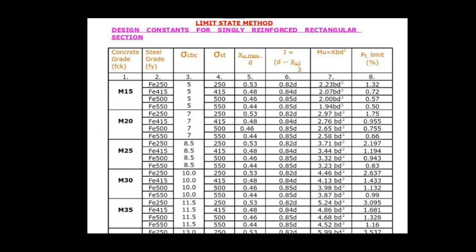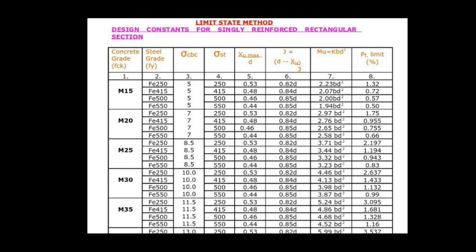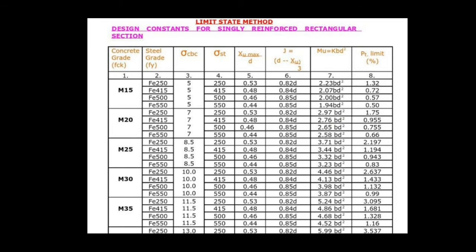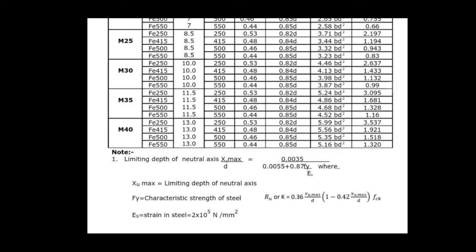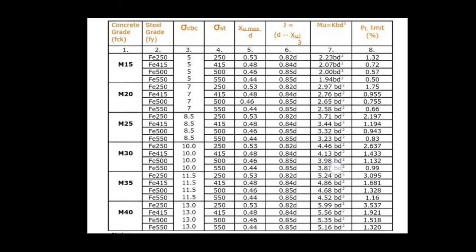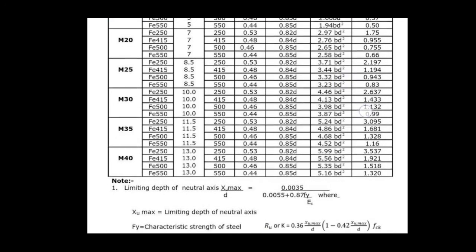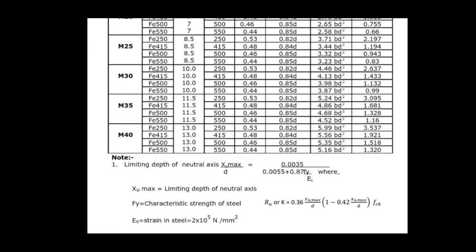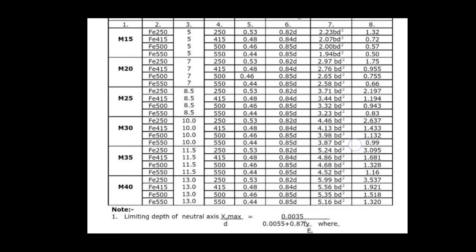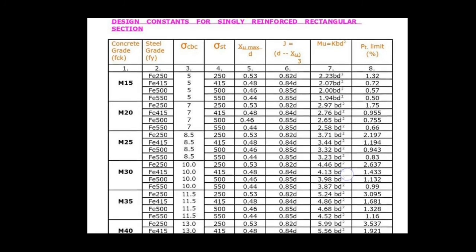So for M20 concrete and Fe 415 steel, K or Ru is 2.76 bd square. Okay, so Ru is 2.76 as per the table, where Ru or K is 0.36 xu max by d within bracket 1 minus 0.42 xu max by d bracket closed into fck. So from this table we can find out the value very easily. This table is calculated by oneself. Okay, so this table is not given in the code.